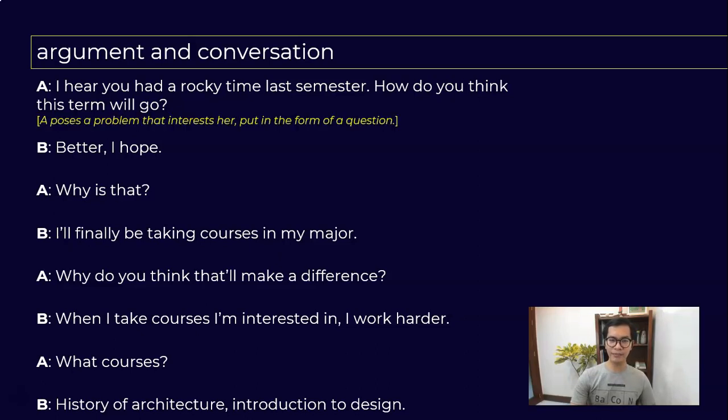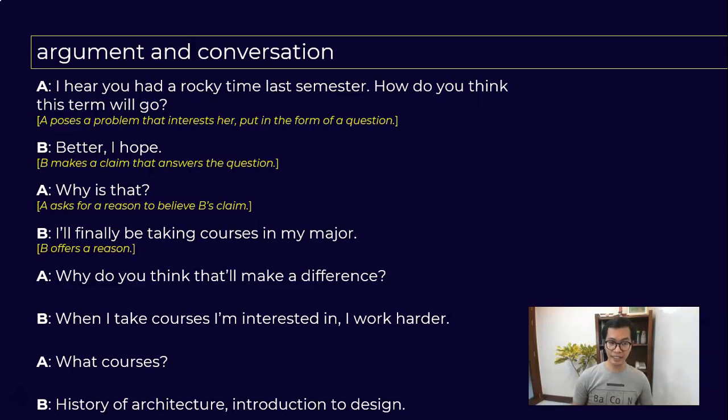Now, looking at the responses, and if you're trying to analyze this one, the first statement of student A poses a problem that interests her. Put it in the form of a question. And B responded, so better I hope, which makes a claim that answers the question. Then you have the follow-up question from A. So A asks for a reason to believe B's claim. And the response of B offers a reason.